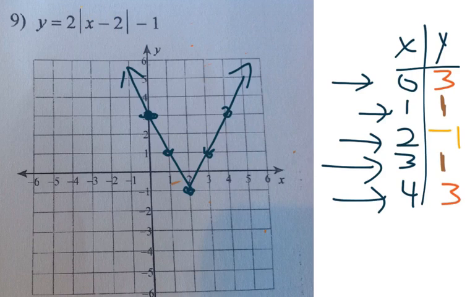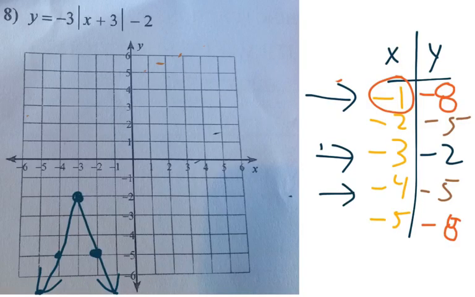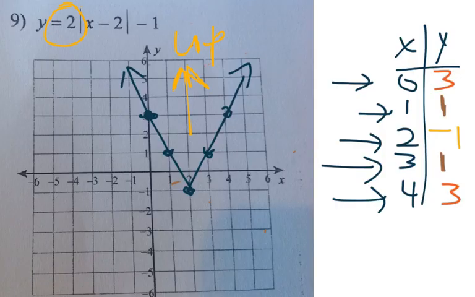But I just want to remind you of one more thing. Notice how this one opens up. Why? Because the coefficient in front of the absolute value was positive. Okay? If we look at the first graph we did, notice how it opens down. Why? Because the coefficient was a negative. So a negative will make it open down. A positive will make it open up.